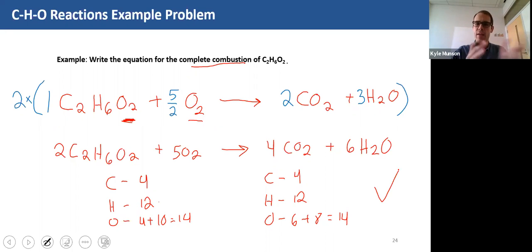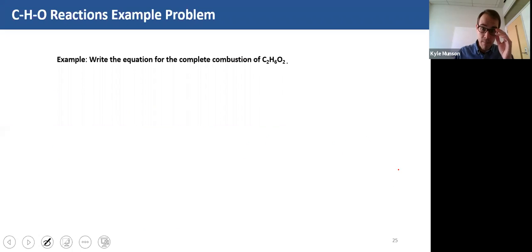So again, you can go back and review what I just did there, and there's plenty more examples like this, I believe, in your homework and in the lab report. So you could do more of these combustion reaction balancing. Okay, let's do one. Let's see here. There we go. Okay, so I had a duplicate slide in there.